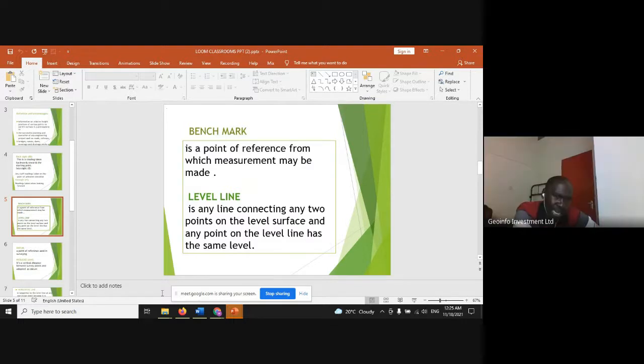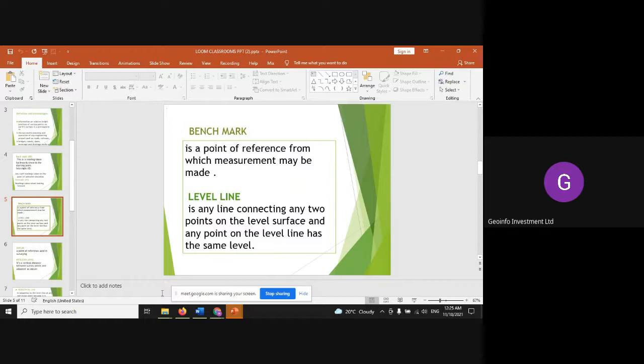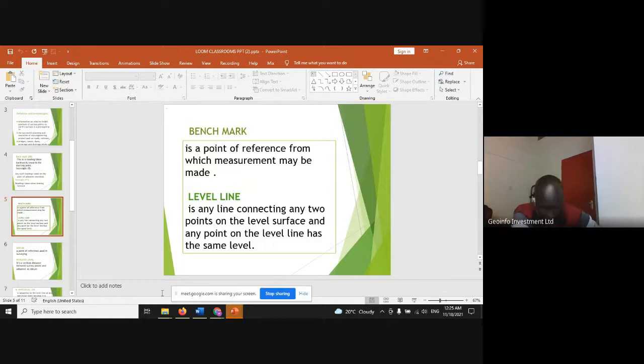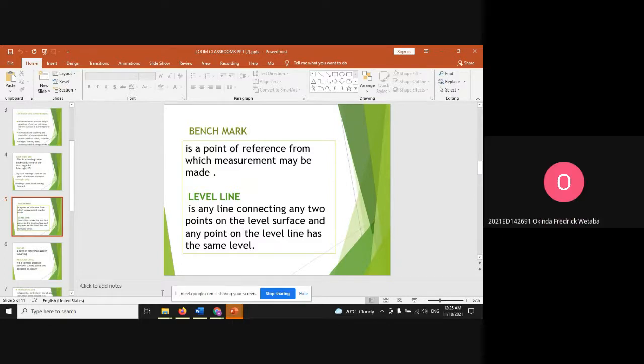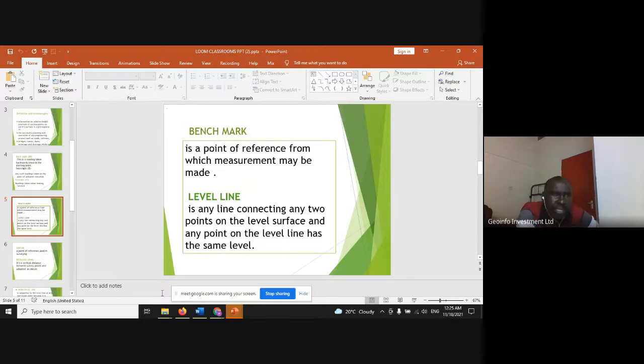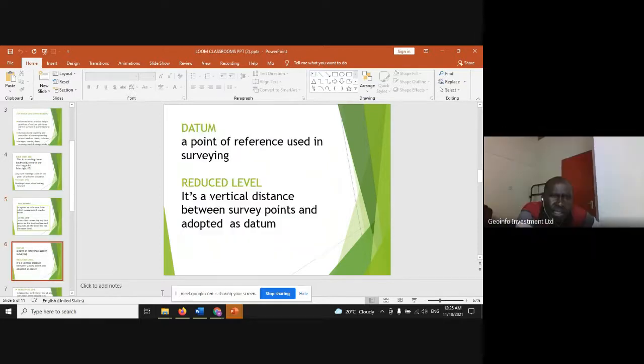What is level line? Okay, level line is any line connecting any two points on the level surface, and any other point on the level line. That is correct. So we move on.